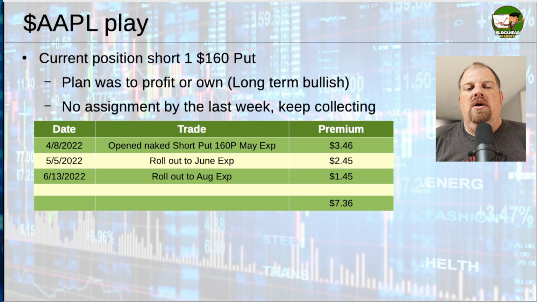So what that will allow me to do is either keep pocketing the total accumulation of all of those premiums, which will be roughly $7.36 or $736. Or if I get assignment at 160, I will effectively get those shares at a $7.36 discount because I've been collecting the premium along the way.